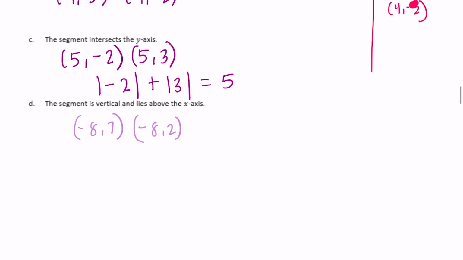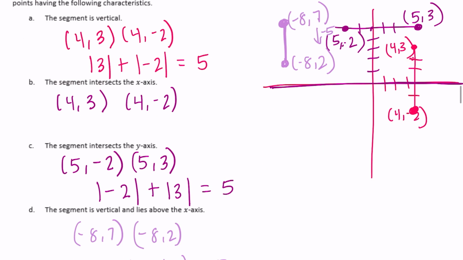We can prove those are 5 units apart by doing the absolute value of 7. They're on the same side of the axis, minus the absolute value of 2, which means we subtract. So that's equal to 5. And again, you can have completely different answers than I have for A through D. There's many, many, many possible solutions. As long as they follow the criteria, you're good to go.